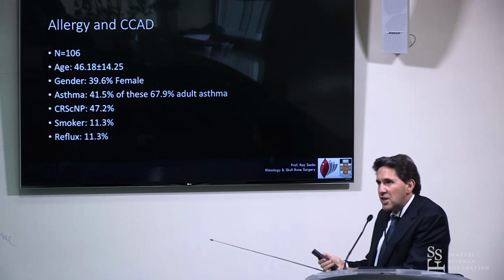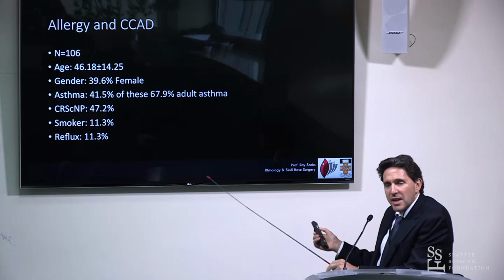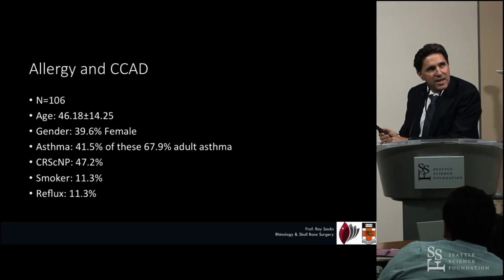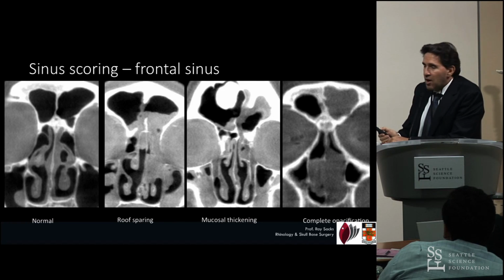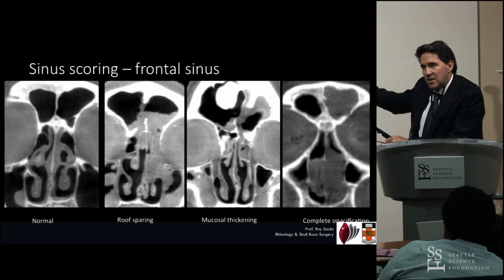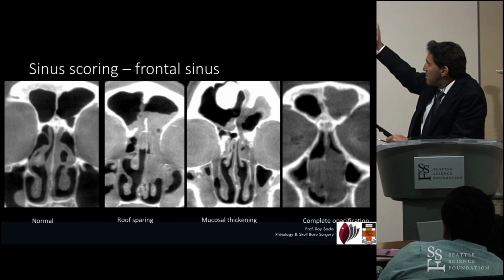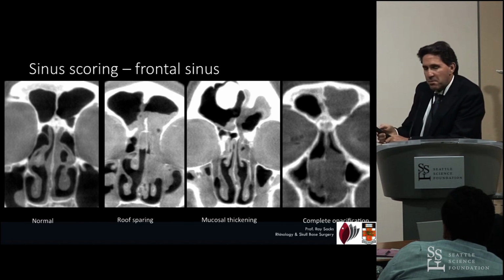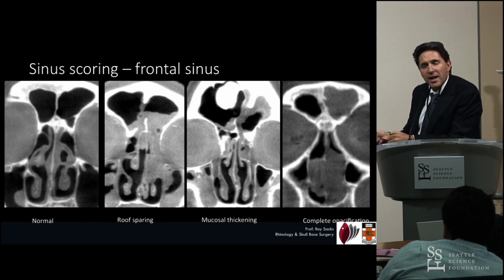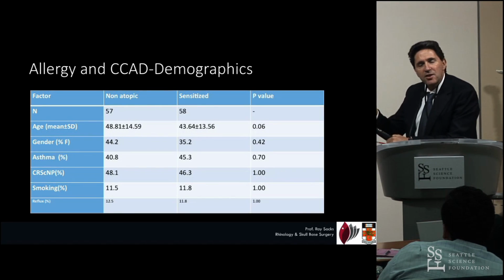We looked at allergy in all our patients. We looked at 106 patients with CRS, and we scored the sinus mucosa into 4 different stages: normal, roof-sparing, mucosal thickening, and complete opacification. And we tried to categorize which of these central compartment patients have significant allergy.